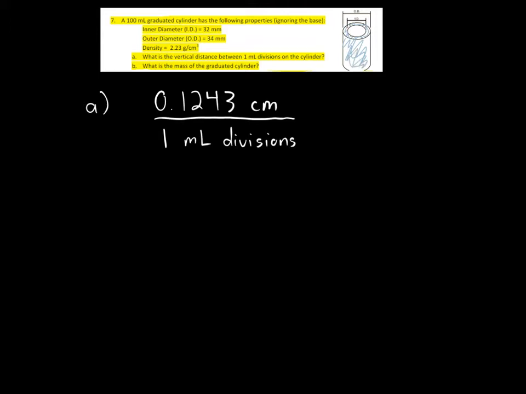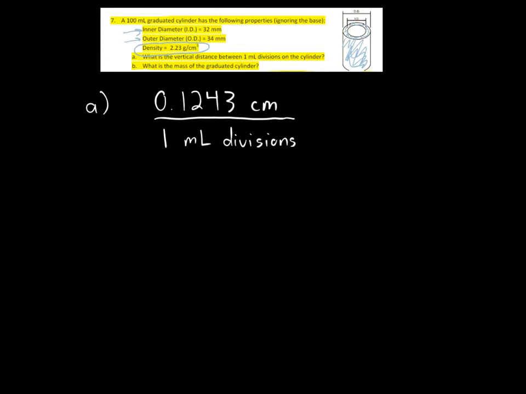Okay, so just think of it in terms of pure volume, or actually before we get to that, let's look at the information we're given. So we see right here we have the inner diameter, the outer diameter, and the density. So we could actually use density to solve for the mass of the cylinder, and I'll explain why.